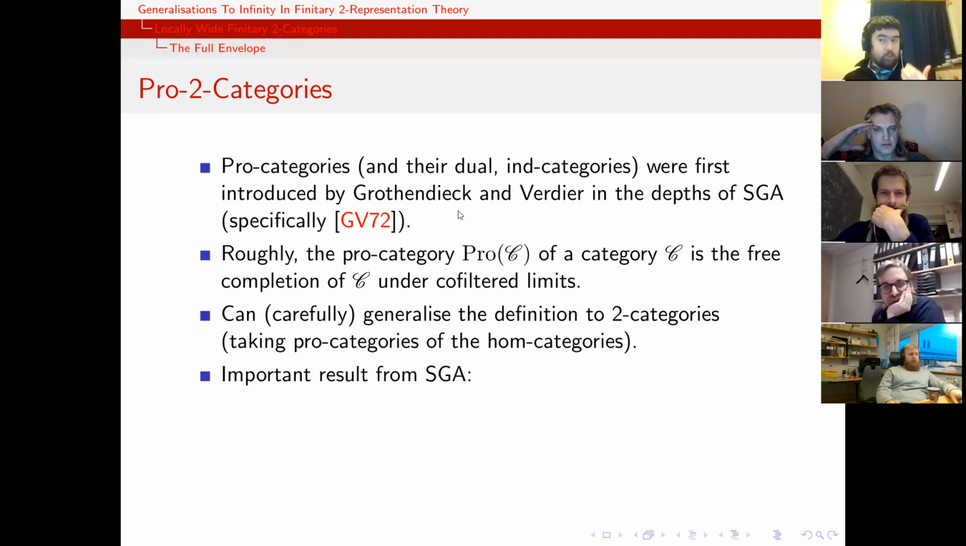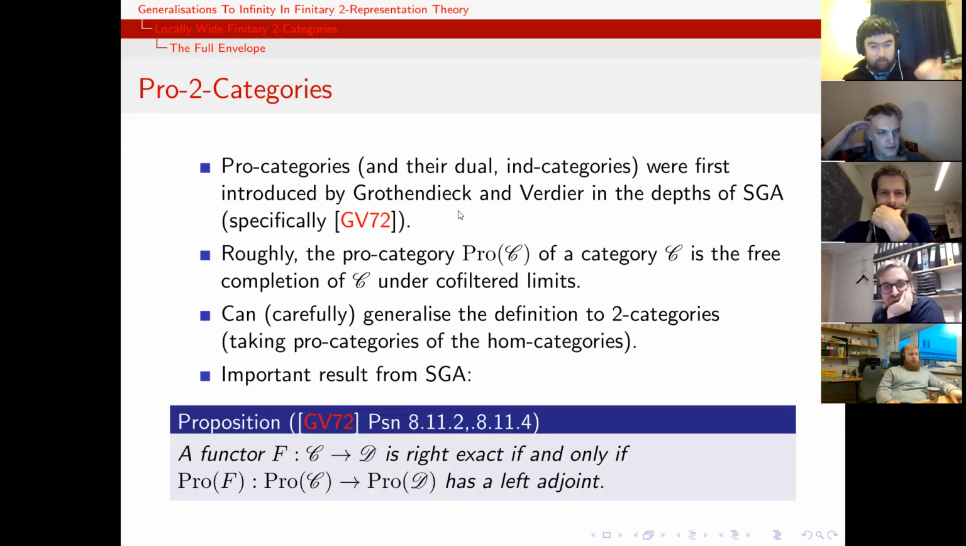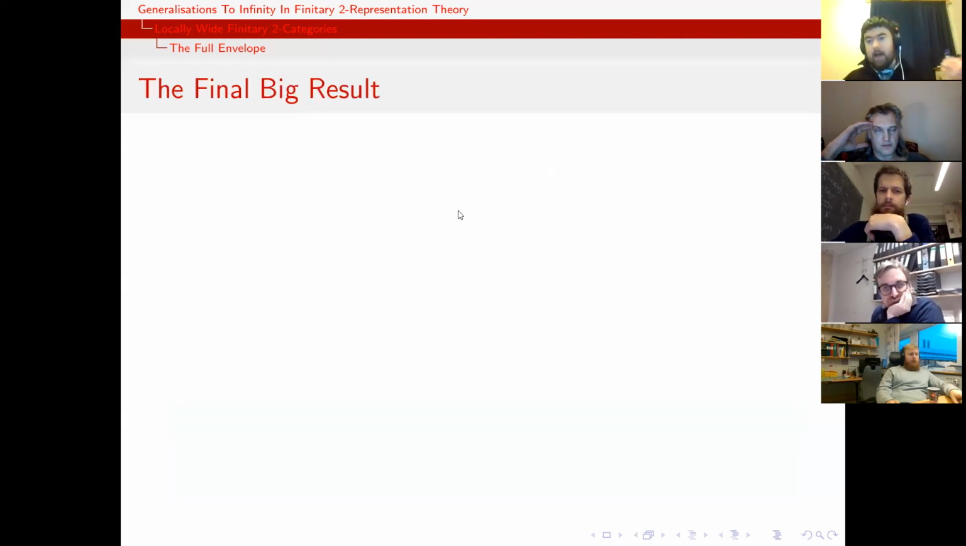And the important result we want from SGA is that a functor F from C to D is right exact if and only if the pro extension of it, from pro of C to pro of D, has a left adjoint. There is a way, I won't go into details, but given a functor, you can extend it to a pro functor. And this brings us to the final big result.